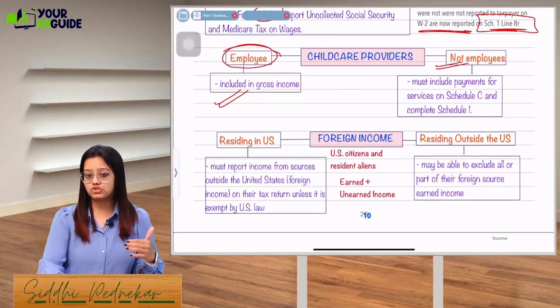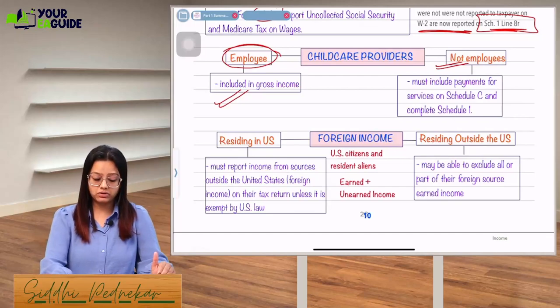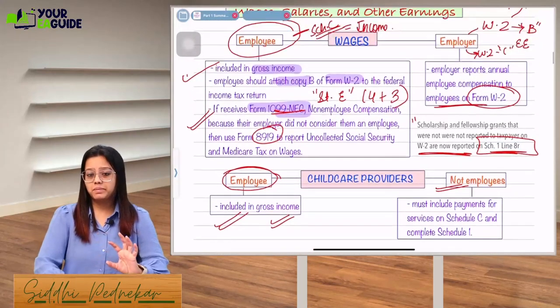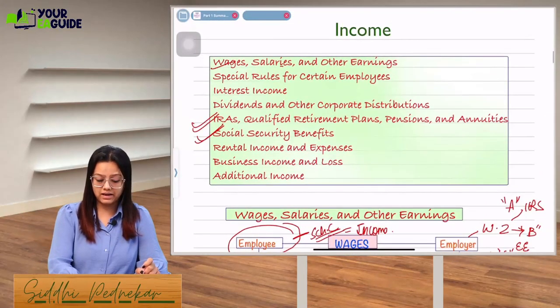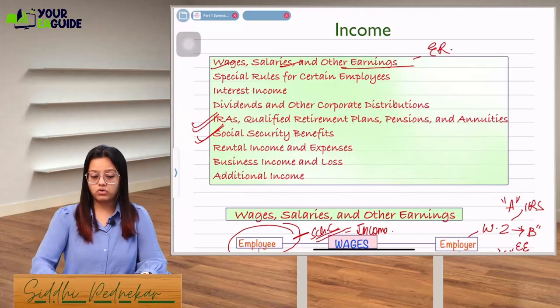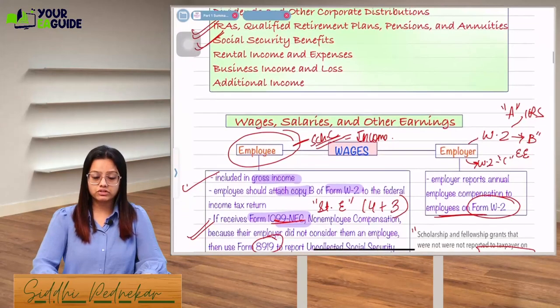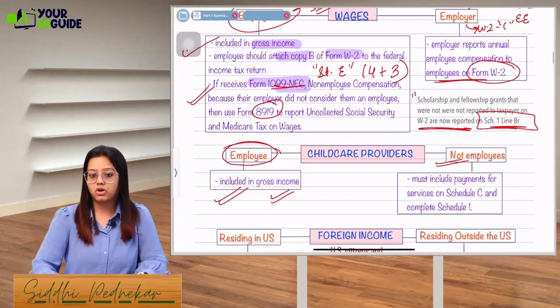Let's say you're working in a childcare facility as an employee. You will be receiving the W-2 from them. You will be including it in the gross wages. So the basic idea is what? When you receive wages, salaries, or any other earnings from your employer, you are going to include it on your 1040 return as wages, as taxable income, gross wages.